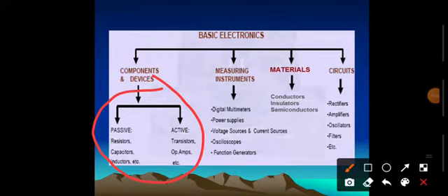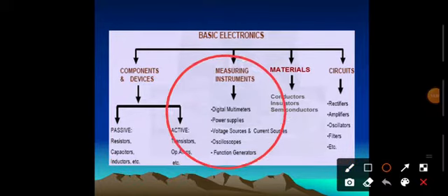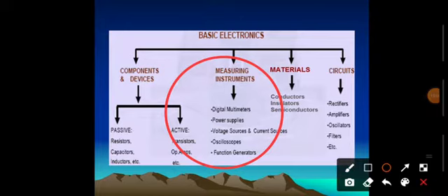Then the second category is measuring instruments. Measuring instruments are nothing but various measuring equipment you might have used, like the digital multimeter. Multi means many, meter means measurement. It measures different electrical and physical quantities. Electrical quantities like voltage, current, frequency can be measured using a multimeter. Physical quantities like temperature, pressure, etc., can also be measured using that meter. That's why it is called a multimeter.